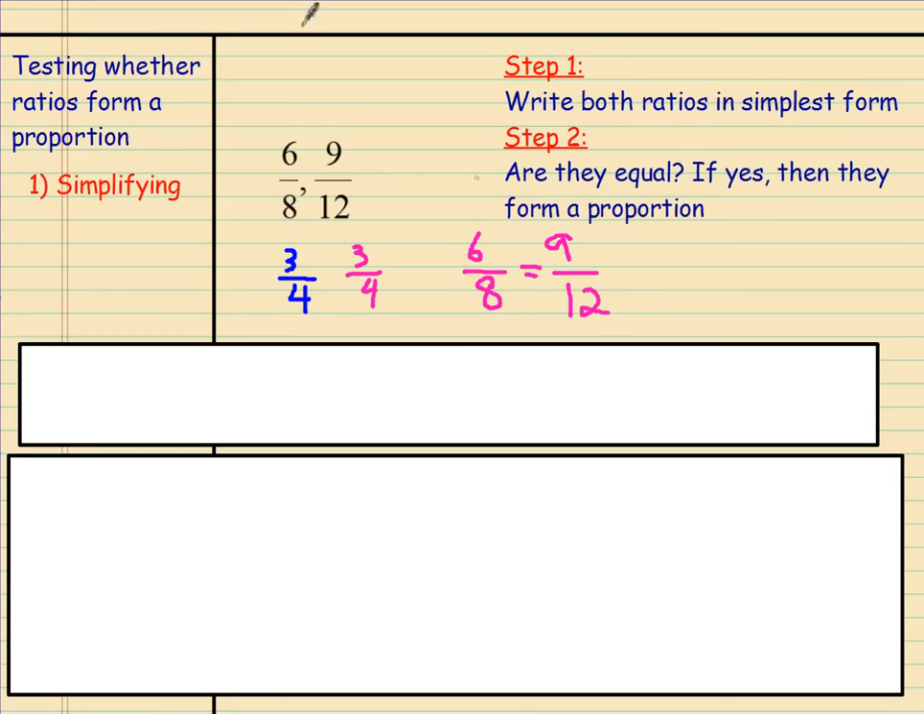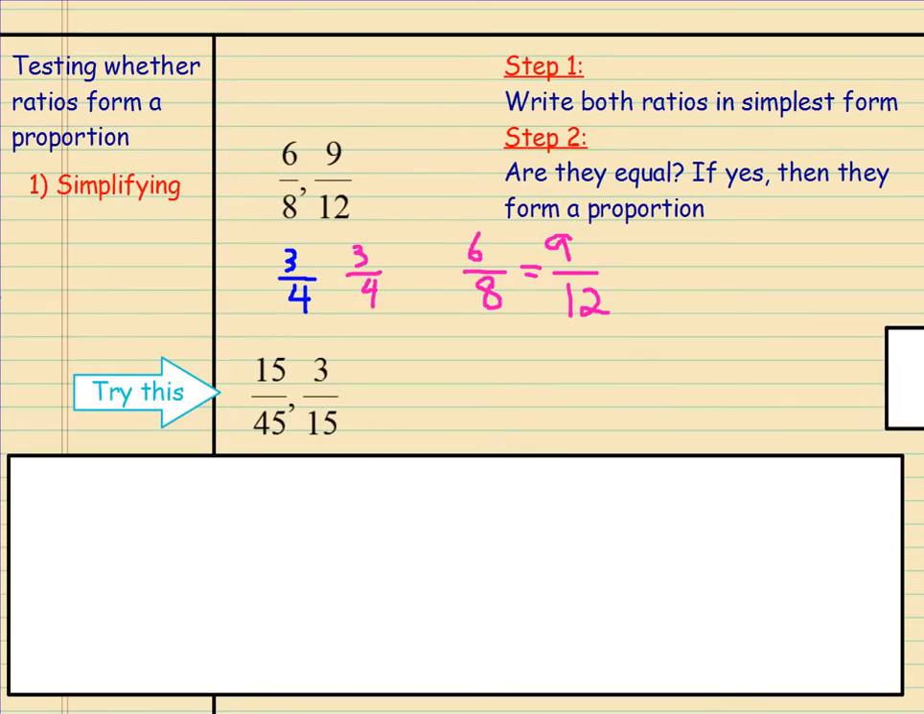They form a proportion. So go ahead and pause here and try these two. Do these two ratios form a proportion? I'm going to be showing the answers in 3, 2, 1. Okay, so again, I'm going to use the same method. Put both these ratios in simplest form.